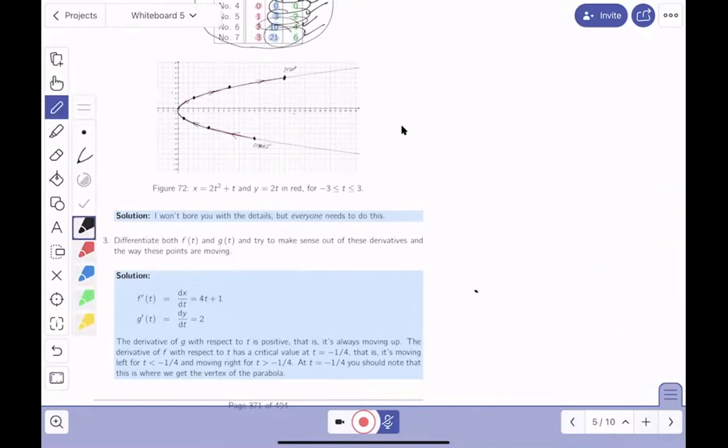And what is x? x is 2t squared plus t. And what do they tell me in number 3? They say, differentiate them and see if you make sense out of these derivatives over here. So what's dx/dt? It's 4t plus 1. All right, let's write y down.